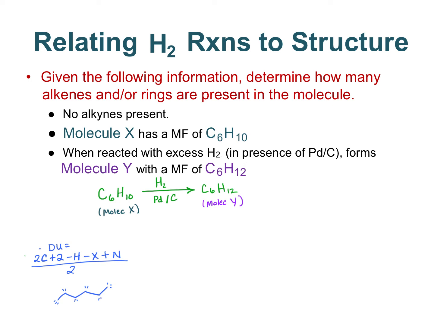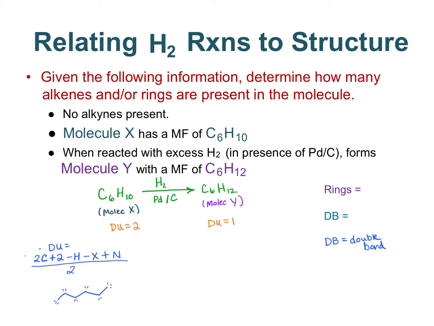So once I've got that, I'm going to calculate the DU for both sides of this equation. So if I look on this side, I've got C6H10, so that would be calculated a DU of 2. So you can use the formula, but that's what it is. And then on the other side, I've got a DU of 1. All right? So we need to know the number of rings and the number of double bonds present in our molecule. So let's start with the rings first.